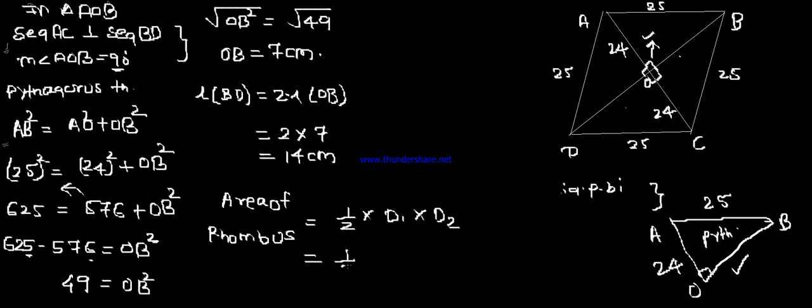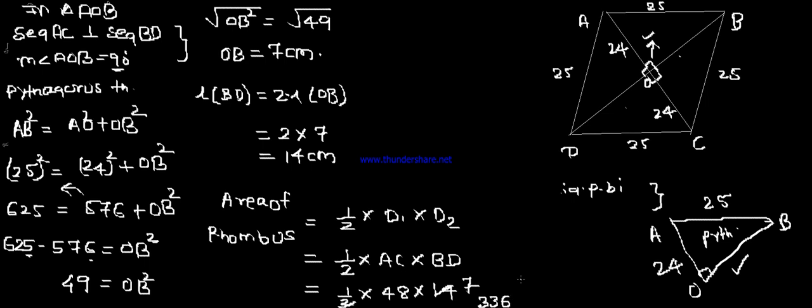Let's assume you are considering d1 as the AC and d2 as the BD. You will simply put the values. AC you are already having with you, 48, and the BD will be 14, right? Then 2 7s are 14, and then this multiplication you will do simply, 48 7s are, the answer that you will get is 336. It is in cm, so you have to give the unit as cm square, right?